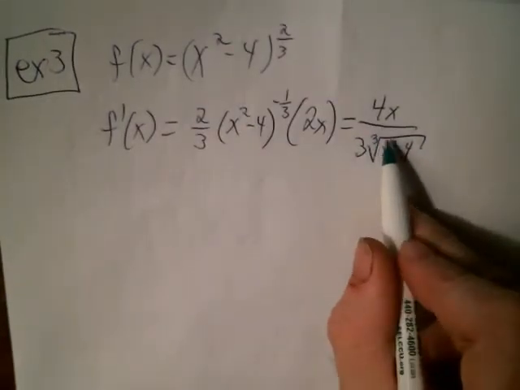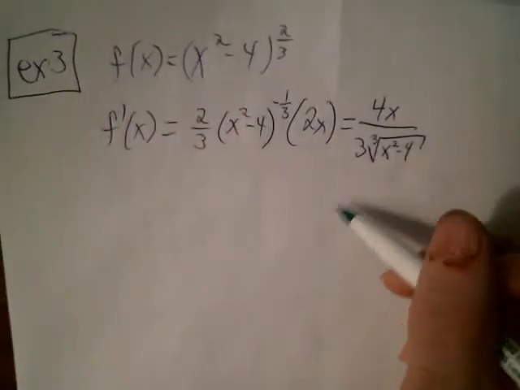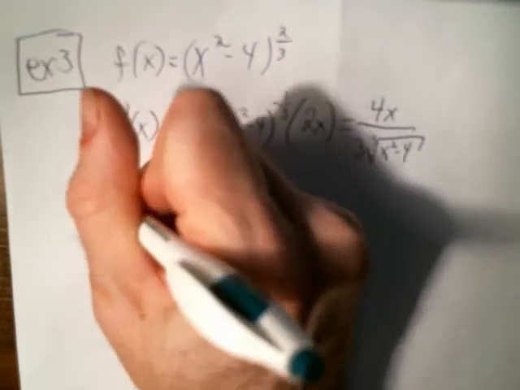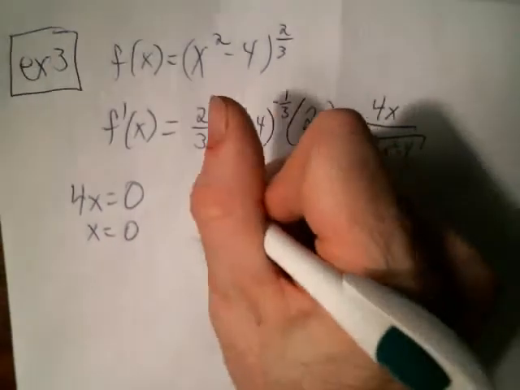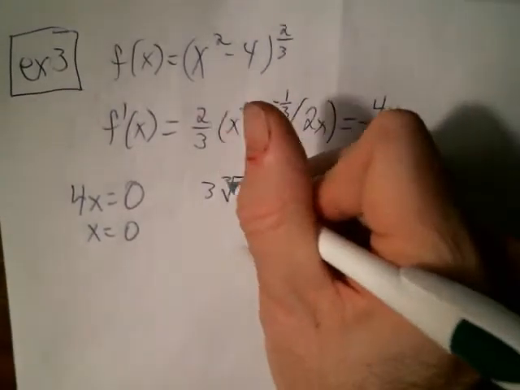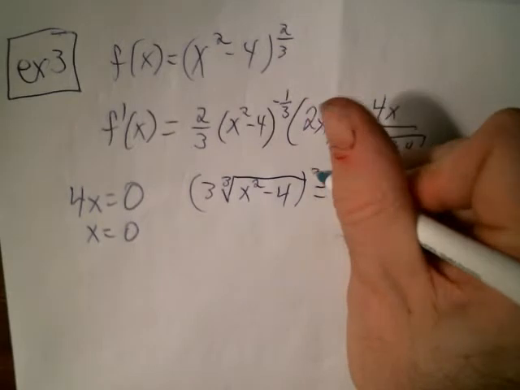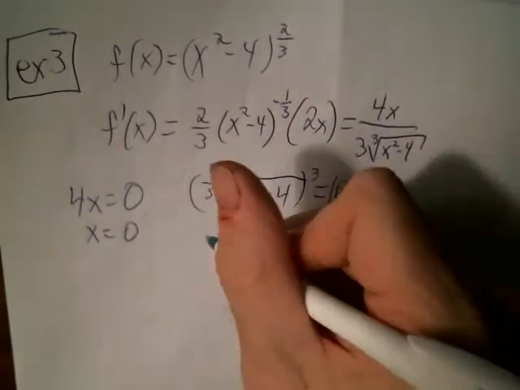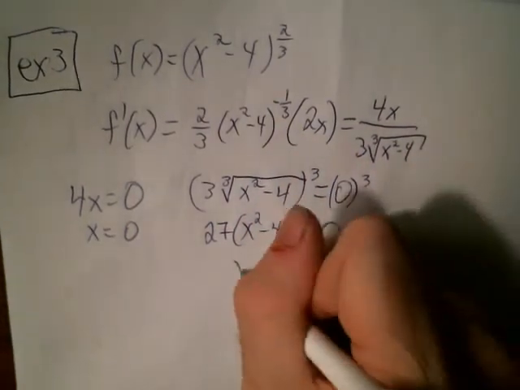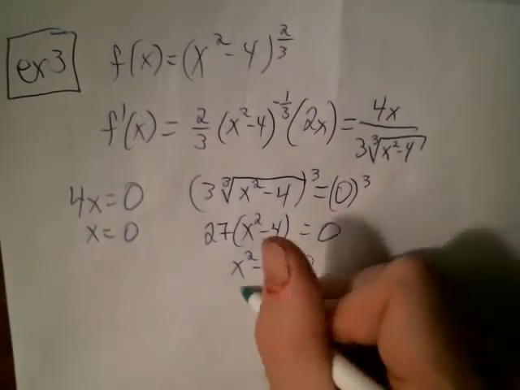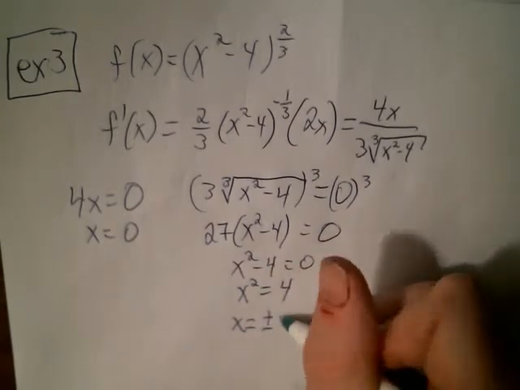So anyways, what you're doing is basically setting the derivative equal to 0, which will come down to setting the numerator equal to 0. Right? So setting the numerator equal to 0, you get one of the critical numbers is just 0. Setting the denominator equal to 0 to find where the derivative is undefined. I can cube both sides. Okay, so I get 27 times x squared minus 4 is 0. Divide both sides by 27. X squared minus 4 is 0. Add 4 to both sides. X squared is 4. Square root properties then says x is plus or minus 2.